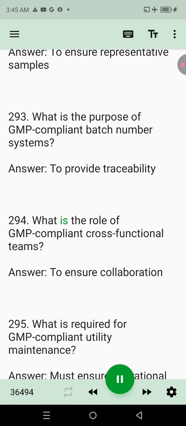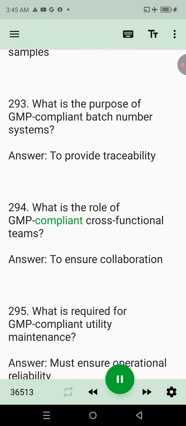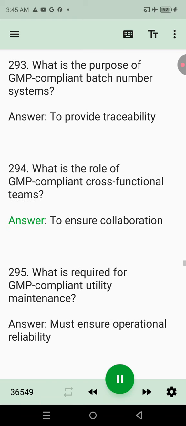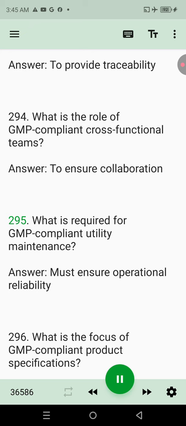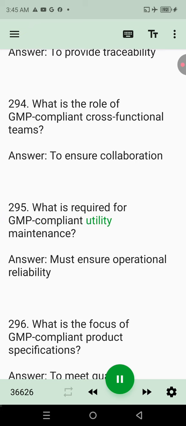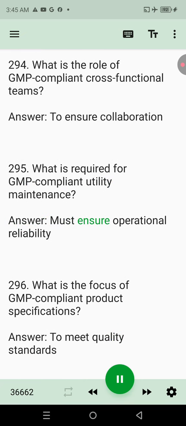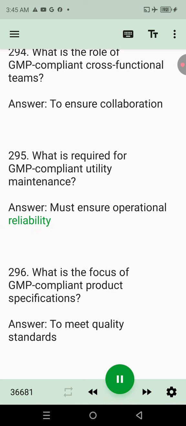294. What is the role of GMP-compliant cross-functional teams? Answer: to ensure collaboration. 295. What is required for GMP-compliant utility maintenance? Answer: must ensure operational reliability.